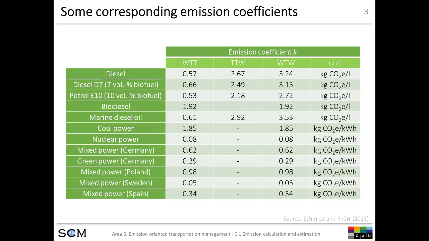You see that other types of fuel lead to other well-to-wheel emissions. Marine diesel oil, for example, has well-to-wheel emissions of 3.53 kg carbon dioxide equivalent per liter. And for electricity, it very much depends on how you produce the electricity. If you use coal power, we have well-to-wheel emissions of 1.85 kg of carbon dioxide equivalent per kilowatt hour. If you use green power, at the example of Germany, we have well-to-wheel emissions of 0.29 kg carbon dioxide equivalent per kilowatt hour.